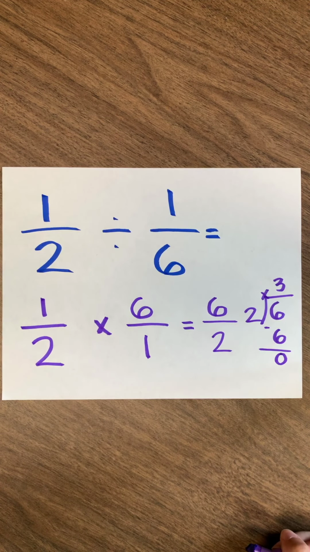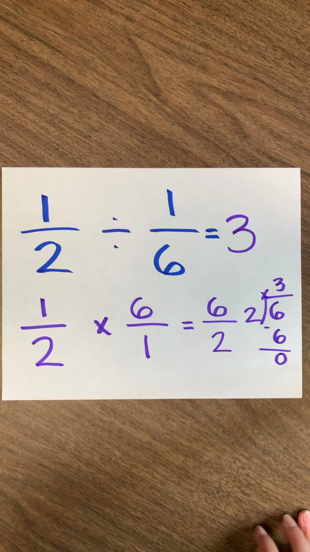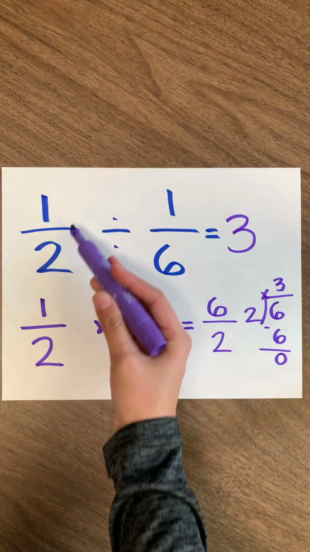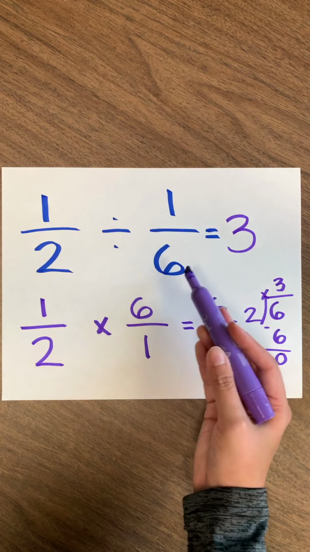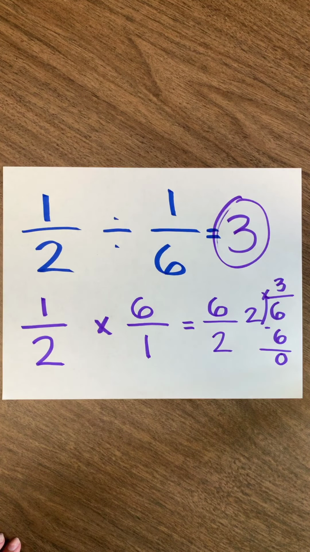There's no remainder. So the L in GLAD stands for leave your answer as the whole number. The A usually means leave your remainder as the numerator, but there is no remainder. And that's because 6 divided by 2 is just equal to 3. So 1/2 divided by 1/6 is 3 as our final answer.